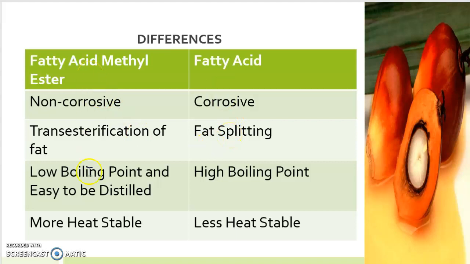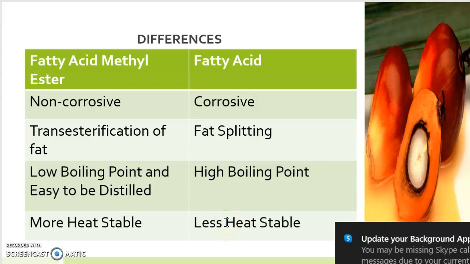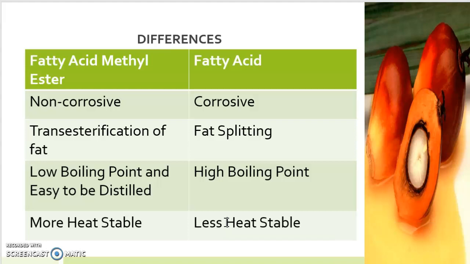For FAME, it requires a low boiling point and it is easy to be distilled, as compared to your fatty acid, which has a very high boiling point condition to operate. And the fatty acid methyl ester is more heat stable, as compared to your fatty acid, which is less stable. So we need to control the heat. Any slight change in the heat will affect the products. That's why it is less heat stable for your fatty acids.